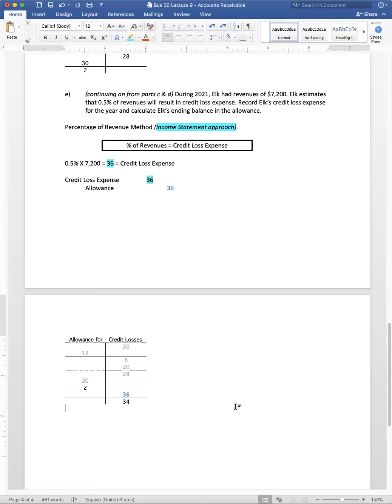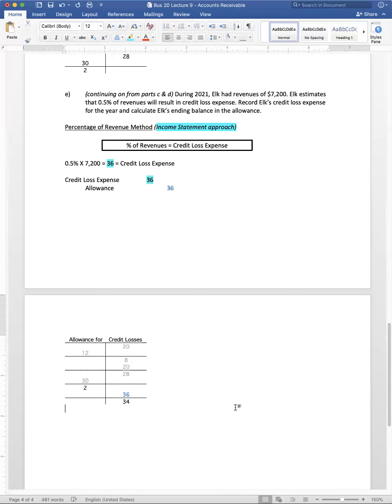So some companies are all focused on the balance sheet and they'll use percentage of receivables, and some are focused on the income statement and they'll use percentage of revenues. And you just have to be able to deal with it. So that's why I'm teaching you both ways. Some companies use one, some companies use the other. Both are allowed under the accounting rules.